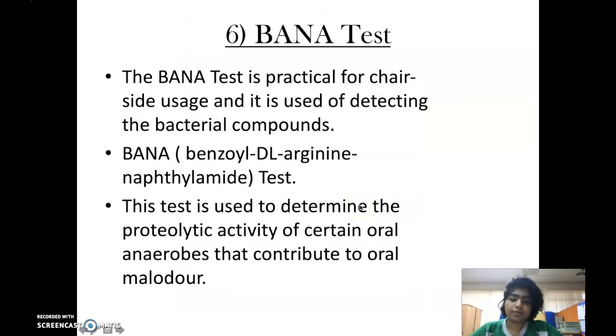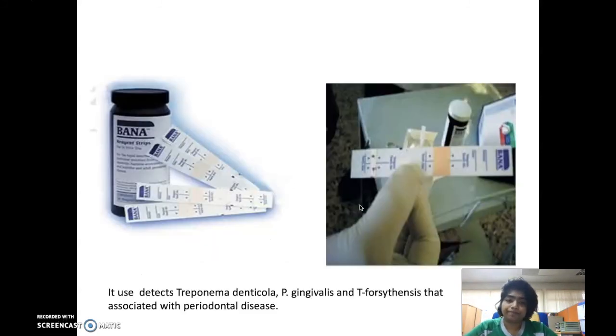The sixth test that I'm going to present is the BANA test. The BANA test is practical for chairside usage, and it is used to detect bacterial compounds. BANA stands for benzoyl-DL-arginine naphthylamide test. This test is used to determine the proteolytic activities of certain oral anaerobes that contribute to oral malodor.